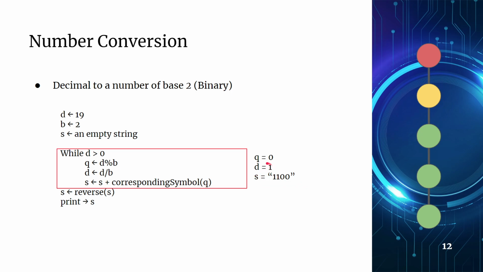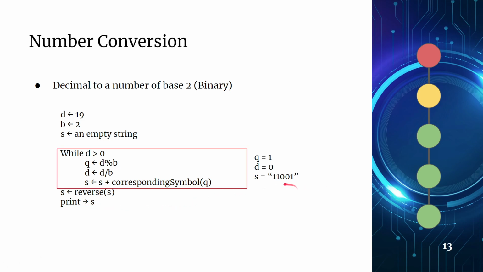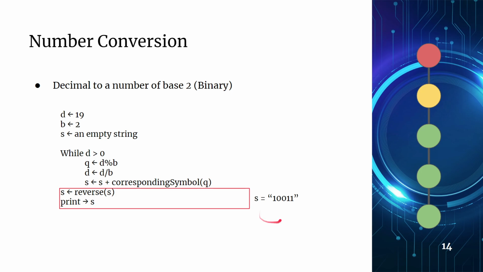As you can see, d is still 1, so the loop will continue another time. This time q will be 1, d will be 0, and s will be the string 11001. Now d has become 0, so the while loop will break, and s will be reversed and printed. So if we see, it was 11001, and hence it will be reversed to 10011. And if you calculate, you will find that this is actually the binary representation of the decimal number 19.